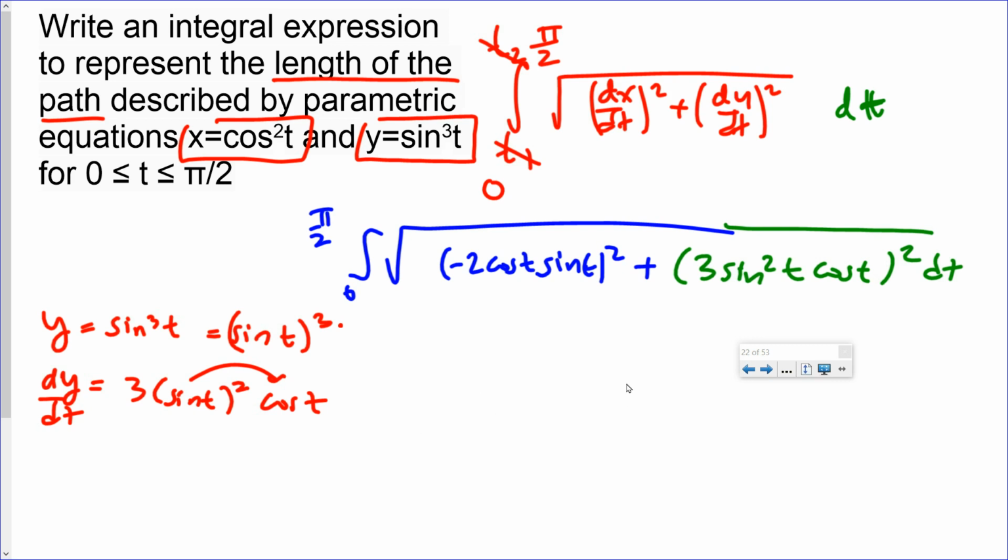If you want to, you can distribute this square, where each factor would get squared. But if you don't want to take a chance, I'm good with leaving it like this on the test. Of course, unless it's multiple choice, then you need to know how to square it correctly.